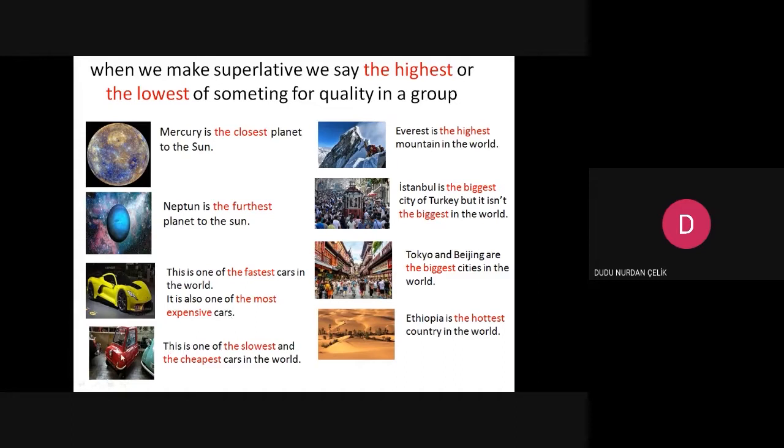And this car, look, it's very small, it's slow and cheap. So we can say this car is one of the slowest and the cheapest cars in the world, because there are other slow and cheap cars, and this is one of the slowest and the cheapest cars in the world.